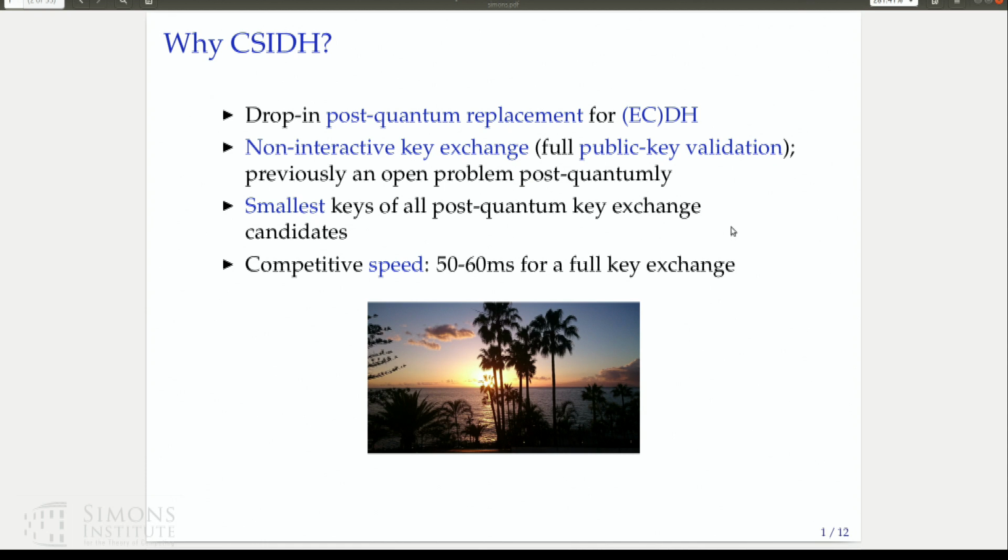It's the smallest keys of all the post-quantum key exchange candidates, to my knowledge, at the moment. And it's relatively competitive speed, but of course, if you're a lattice person, you'll think this is hilarious if I call this competitive. So it's much, much slower than lattices. But you get the small keys, so there's some trade-offs there, and it depends a little bit on your application. And also, it means you can have nice pictures of beaches, because we call it CSIDH. This is another reason why you should care about CSIDH.